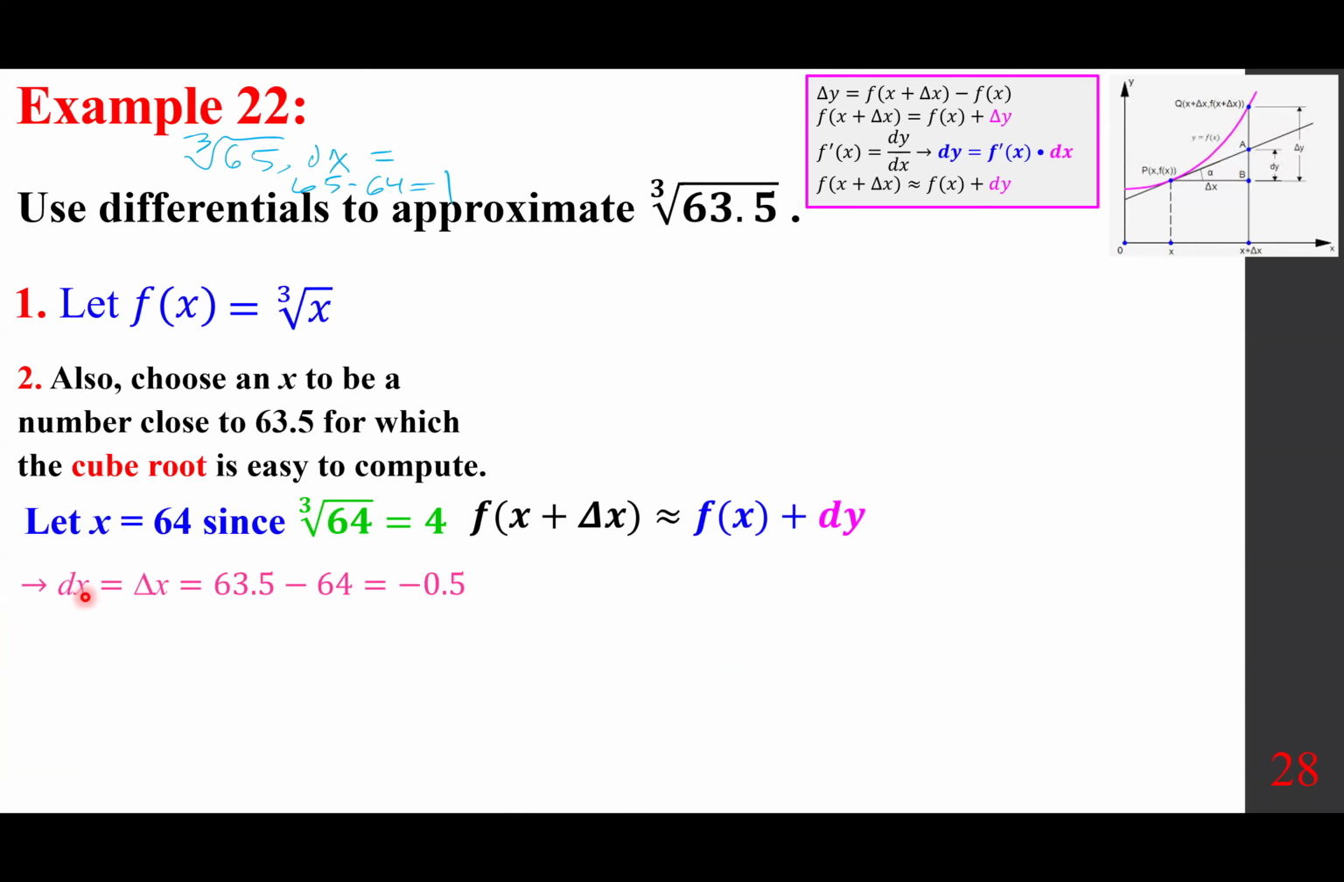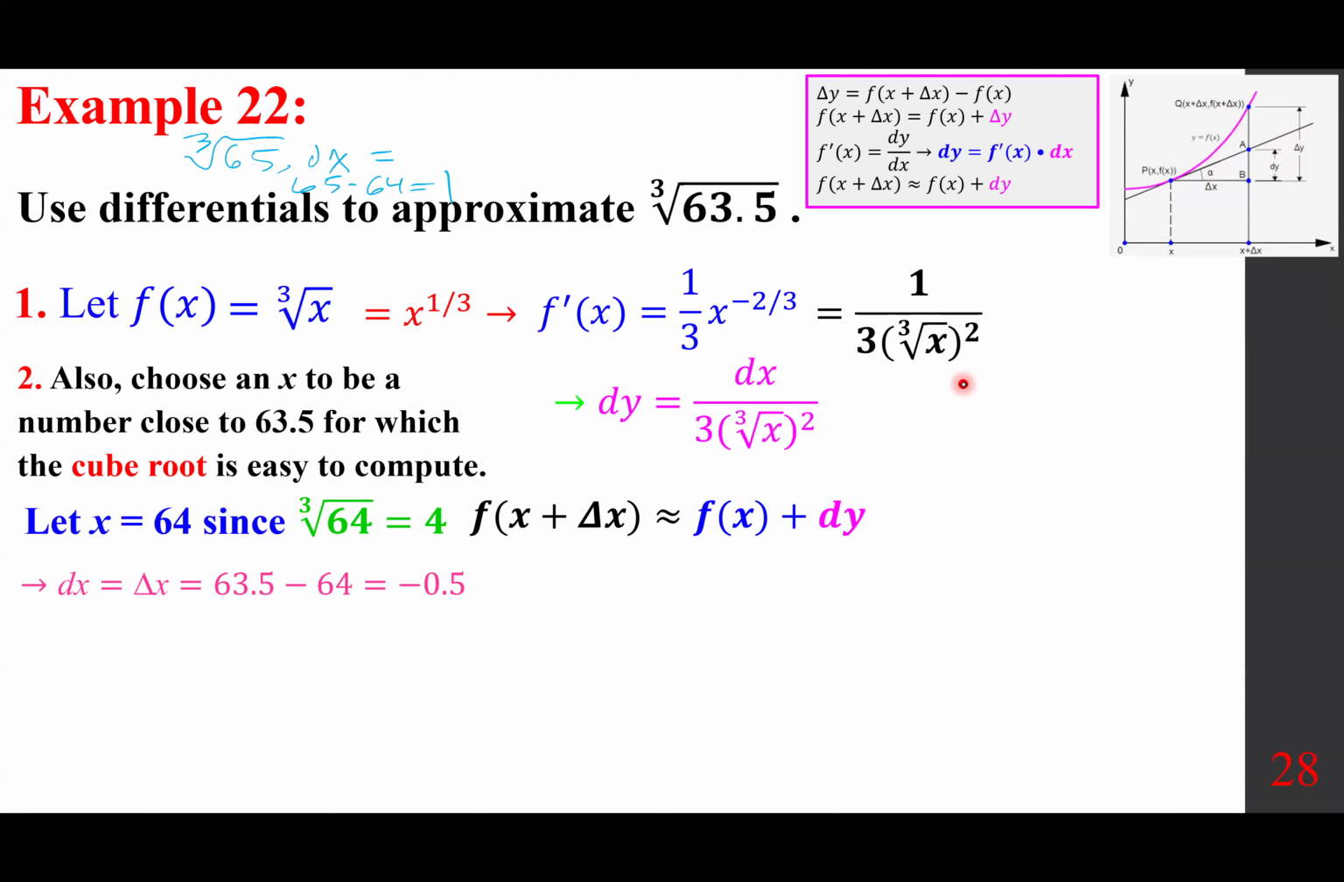So now f of x plus delta x is f of x, which we have. dy we don't have. We are going to find it by rewriting this as x to the power of 1/3. So f prime is 1/3 x to the power of 1/3 minus 1, which is negative 2/3, or 1/3 times the cube root of x, quantity squared. What is dy? The same thing times dx. So we write this as the cube root of x plus dx over 3 times the cube root of x, quantity squared.